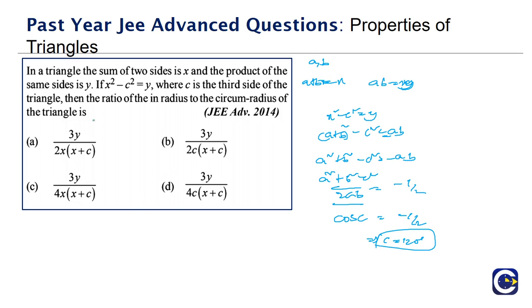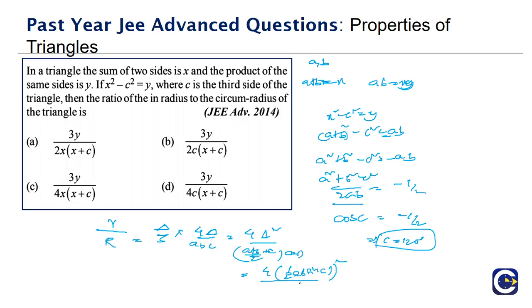So from this, what I want is the ratio of inradius to the circumradius. So small r by capital R is equal to delta by s into 4 delta by small abc. Where delta means the area of the triangle, so 4 delta square divided by s is nothing but a plus b plus c by 2 into abc, which is nothing but 4 into (half ab sin c) whole square divided by (a plus b plus c) into abc into 2.